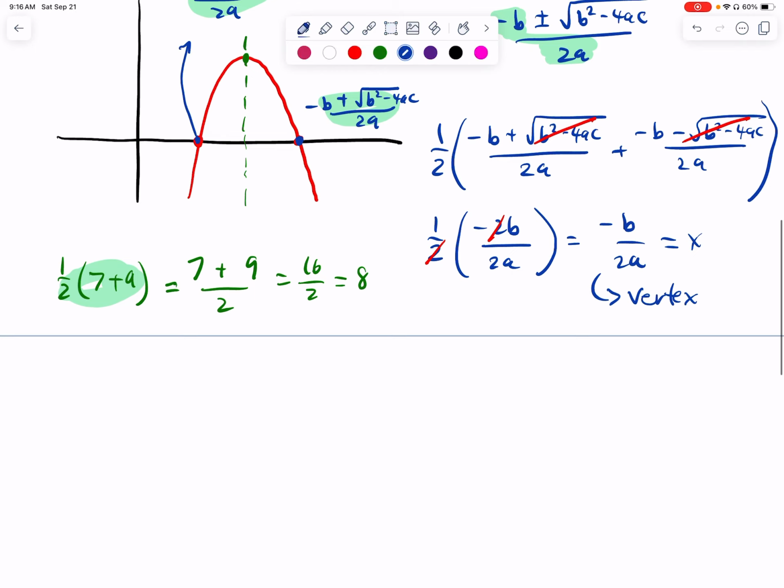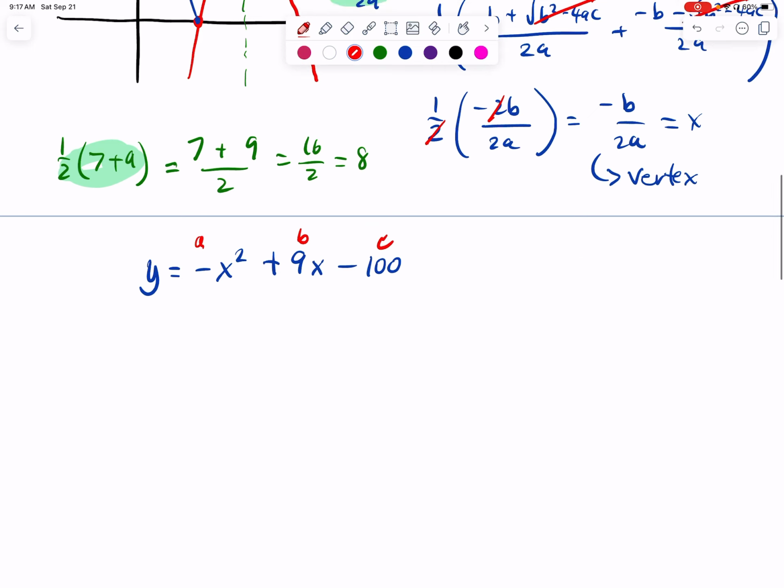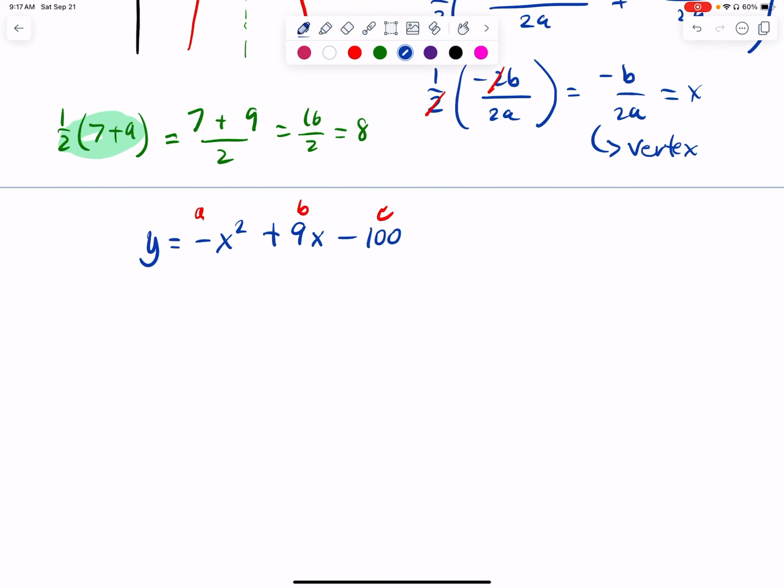So let's take a look at our quadratic equation. y is equal to negative x squared plus 9x minus 100. This is your A value, this is your B value. Actually, instead of A value, it should be the -1 that's there. And then here's your C value. So my x-coordinate is going to be x is equal to -B, which is 9, over 2 times my A value, and my A value is -1.